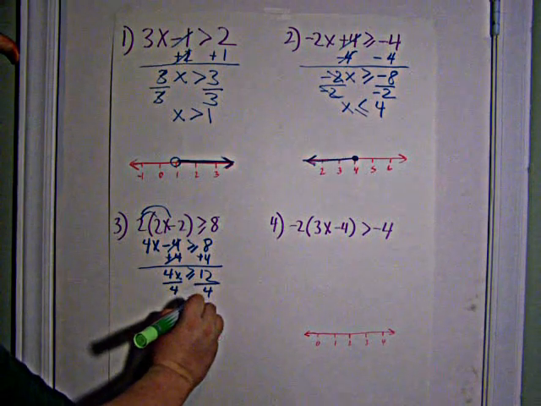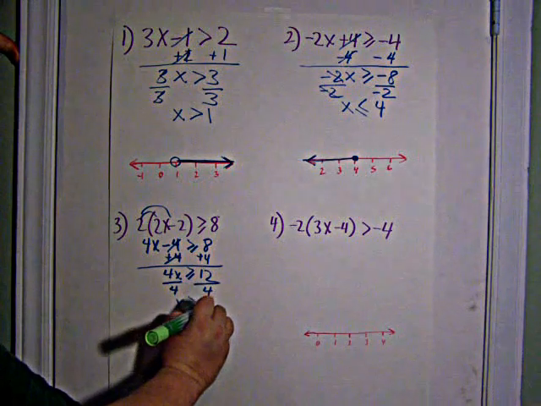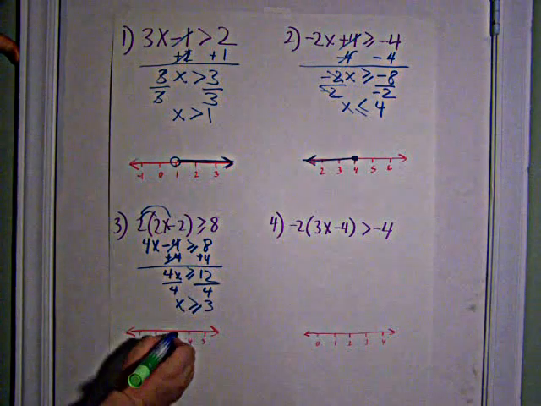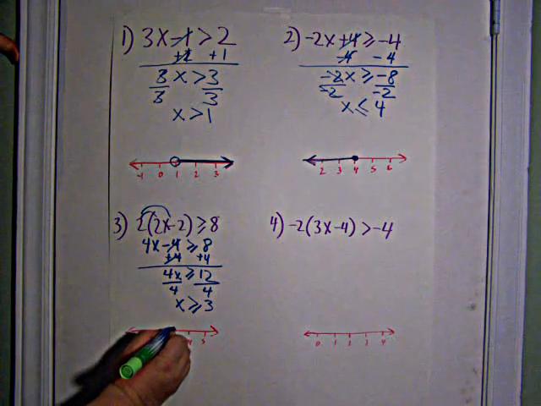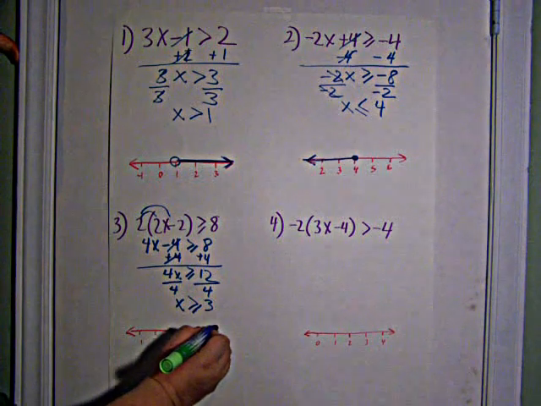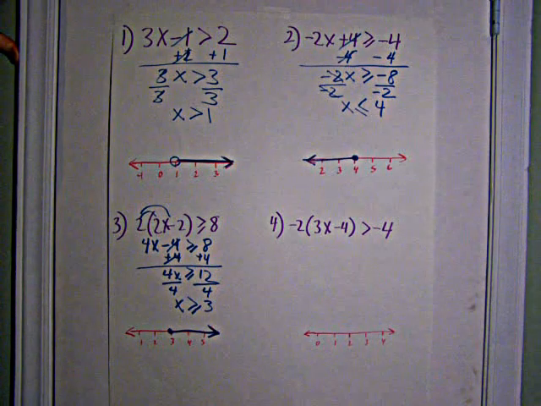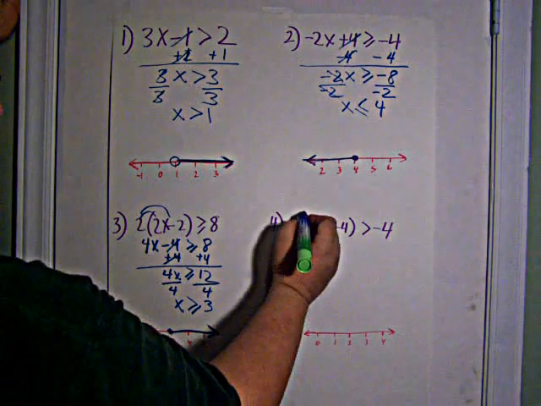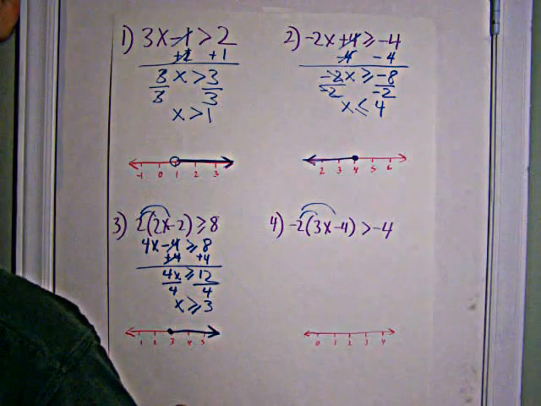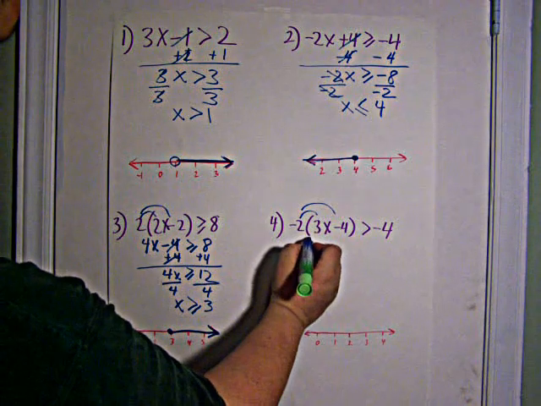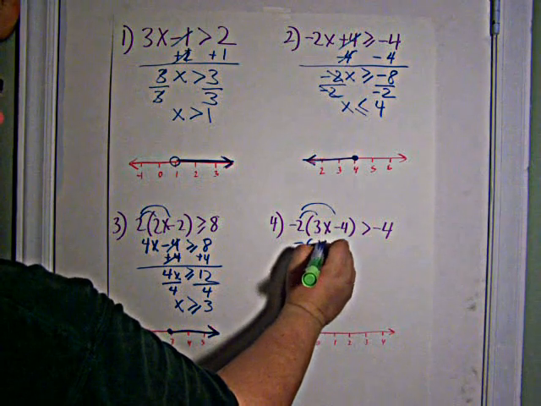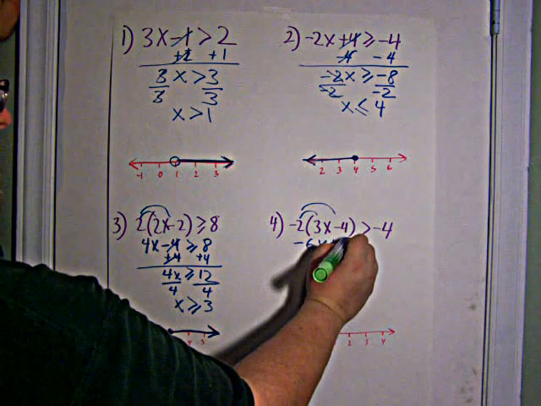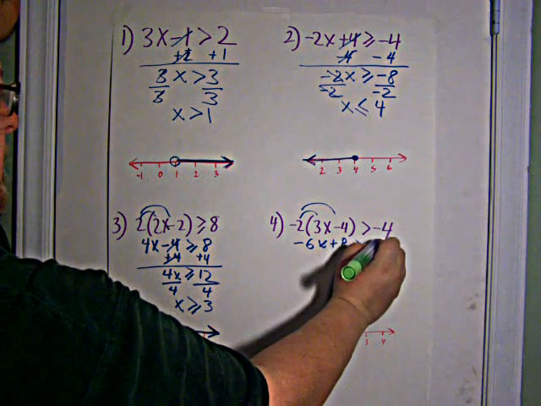X greater than or equal to 3. Because it's greater than or equal to, 3 is part of the set, solid dot, line to the right. Our last example, distribute once again. Negative 2 and a negative 3x is a negative 6x. Negative 2 and a negative 4 is a positive 8, greater than a negative 4.